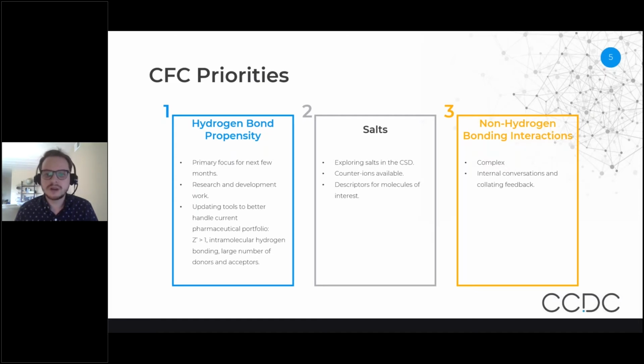These non-hydrogen bonding interactions are very complex, and there's a rich diversity in the types of structures and the types of interactions you see. So we're currently mainly focusing on internal conversations and collating feedback from both our industry partners and also some of our academic collaborators on how to better handle these sorts of interactions.